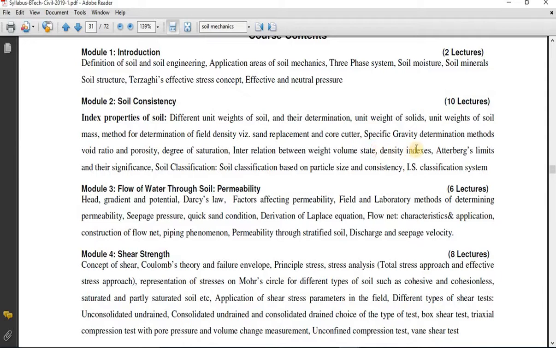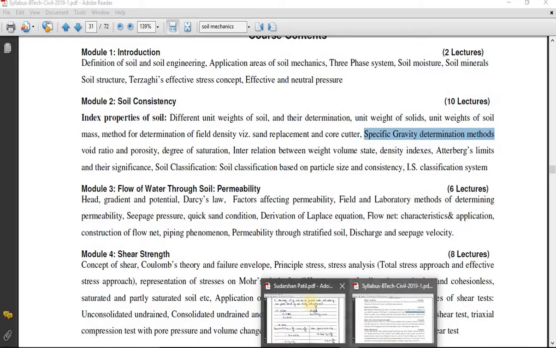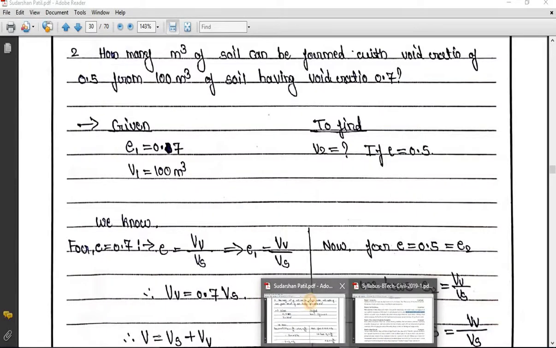After that we are going to move to the density indices, Atterberg's limits and their significance. So today I am going to cover this point as well as specific gravity determination. Okay, I hope now you are a little bit familiar with the syllabus. So anyway, we will move to today's actual content.